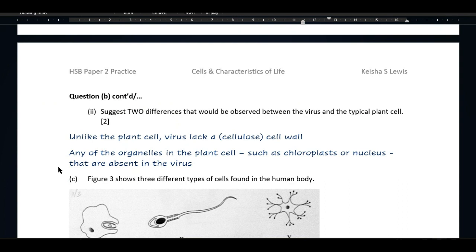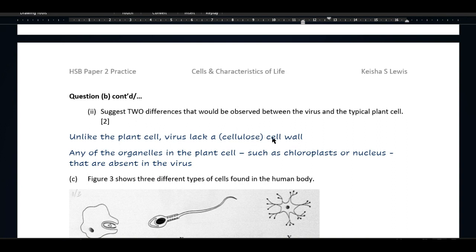Okay, so you're not talking about the virus life cycle or how often this plant cell reproduces, etc., because that's not the information you're going to get from static images. Okay, the information you can get would be the physical features of the virus versus the typical plant cell.